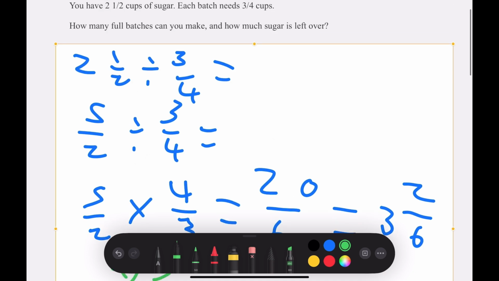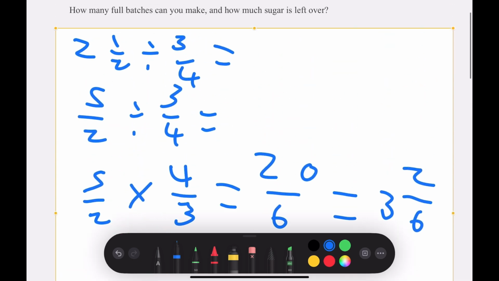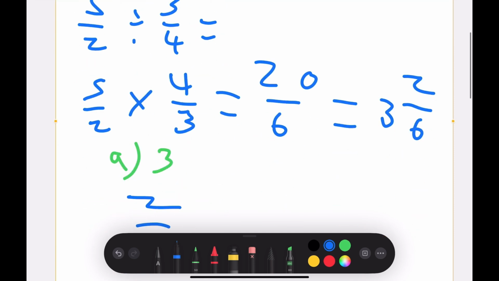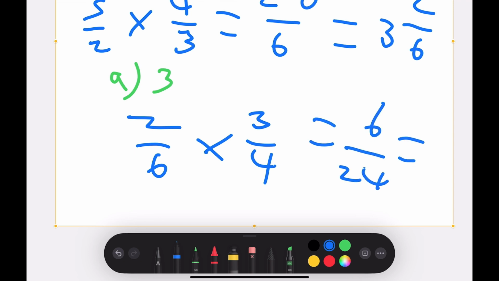Okay, so the next part is how much sugar is left over. Well, we know that we have 2 over 6 of a batch, and in each batch there is 3 over 4 cups of sugar. So we multiply 2 over 6 by 3 over 4. 2 multiplied by 3 is 6, 4 multiplied by 6 is 24. And if we simplify that, we get 1 over 4, as 6 divided by 6 is 1, and 24 divided by 6 is 4. So we know that there is 1/4 cups of sugar left.